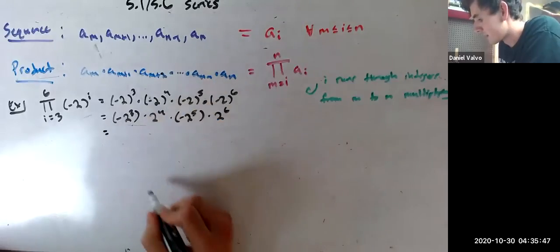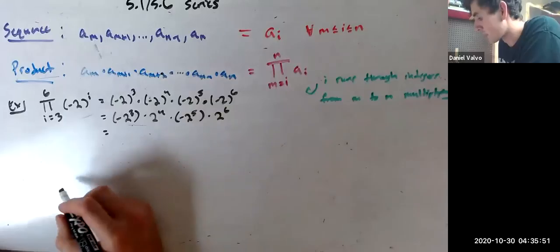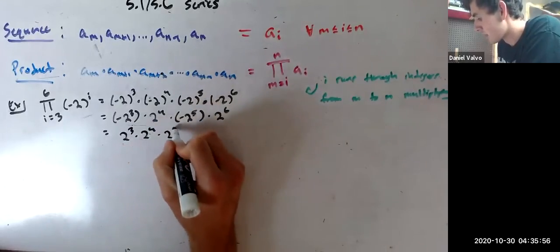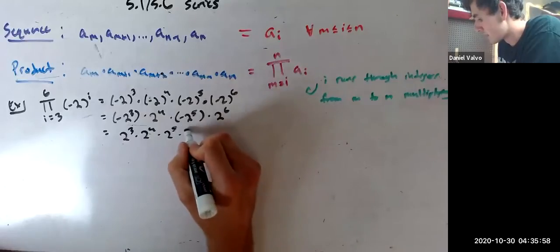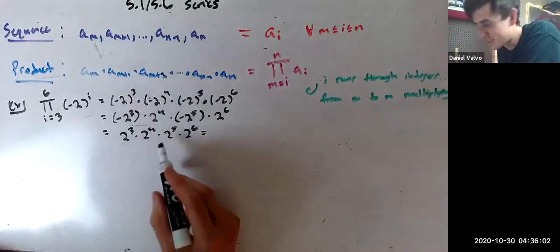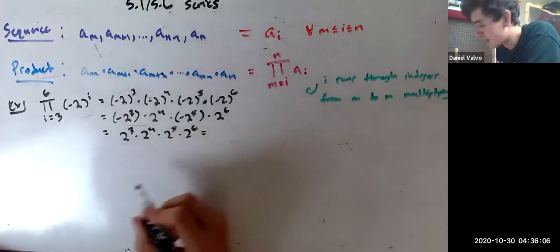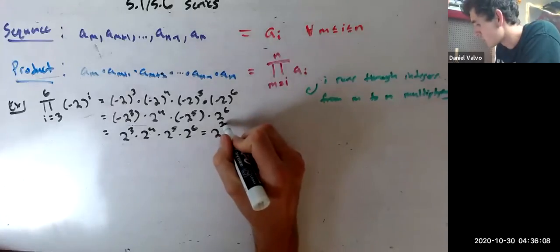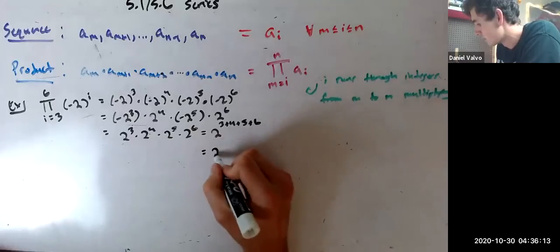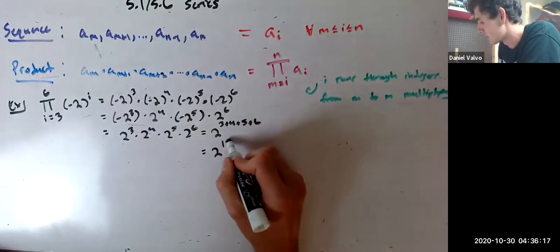So we get that. And then this negative and this negative, since they're all being multiplied, will cancel out each other. So that's just 2 cubed times 2 to the 4th times 2 to the 5th times 2 to the 6th. And then by our exponent rules, if we're multiplying a bunch of things with the same base, we can add the powers. This is 2 to the 3 plus 4 plus 5 plus 6, which equals 2 to the, what's that? 7 plus 11, 2 to the 18.